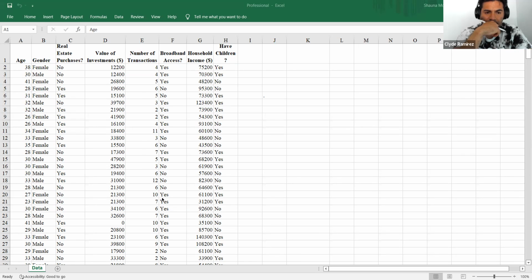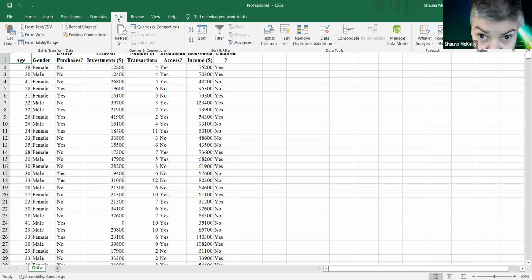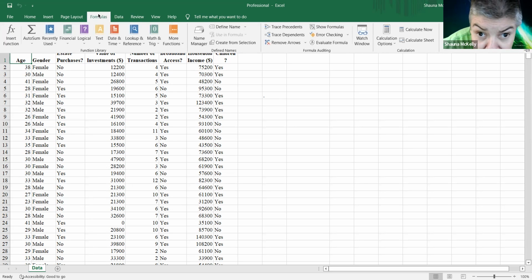If you look at the age column here, there's a command up here. It's probably going to be under, let me see, is it under data or is it under, let me check where it's at. No, it's under formula.